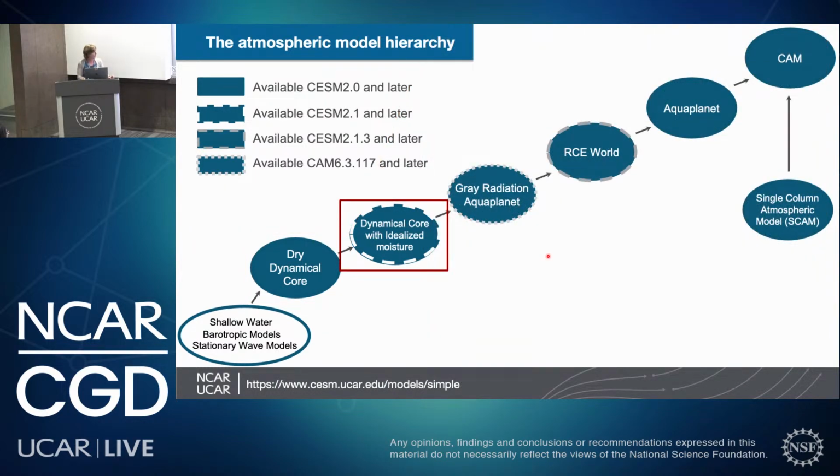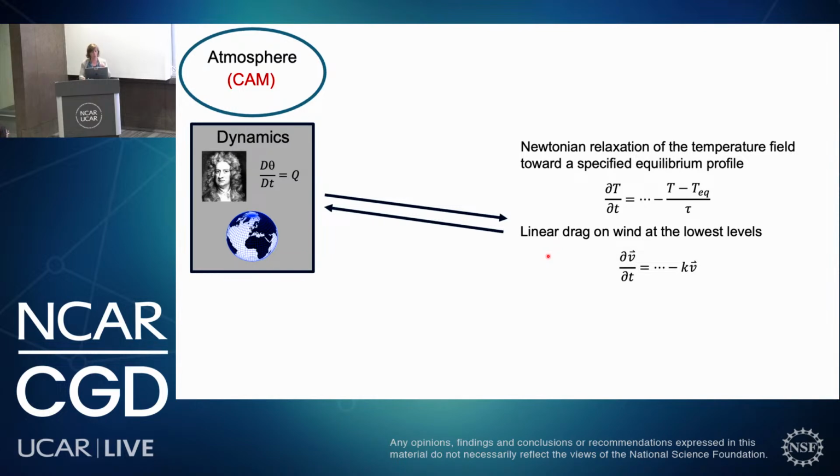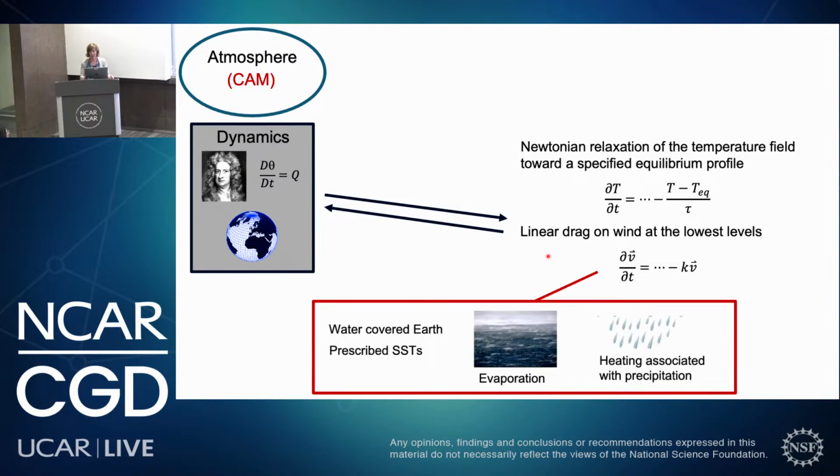So if we move on up the hierarchy and we go to the dynamical core with idealized moisture, this is pretty similar to the dry dynamical core that I just described. But the addition here is that now there's a very simple representation of moisture. So you have a water-covered Earth. You have a simple representation of evaporation. The moisture is evaporated, it moves around, and when it becomes saturated, it precipitates, and you get heating associated with that. Much like you do in the real atmosphere, but it's a pretty simplified representation of the moisture.